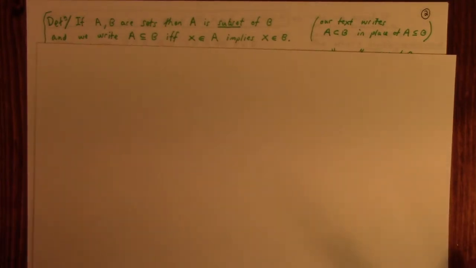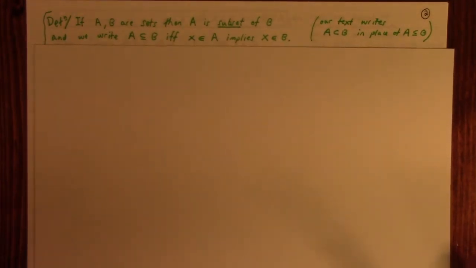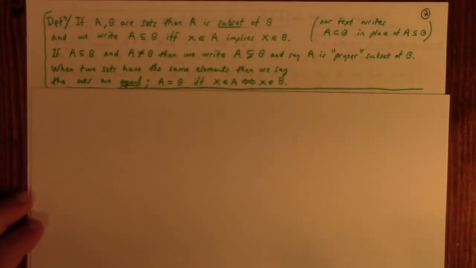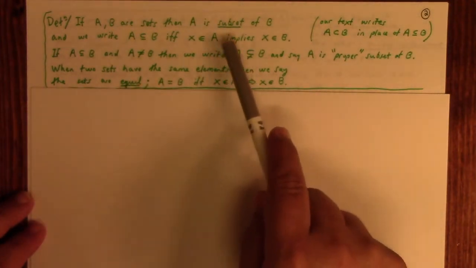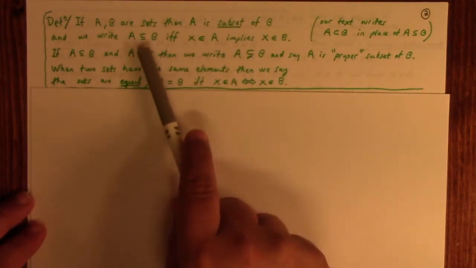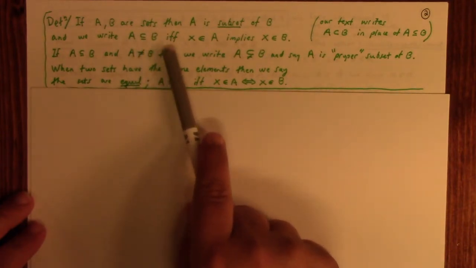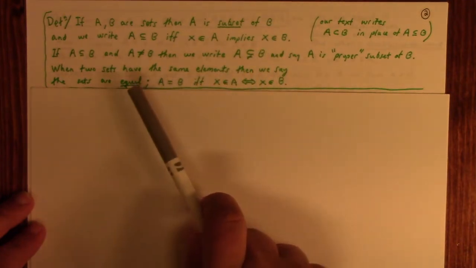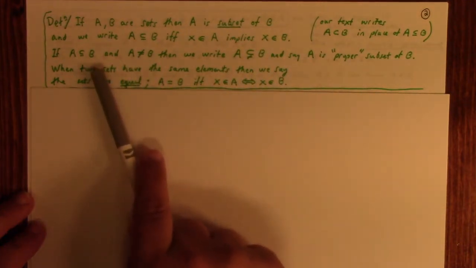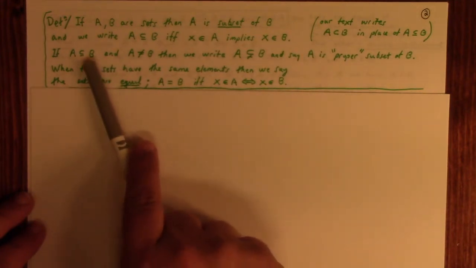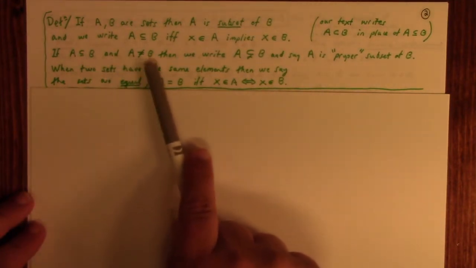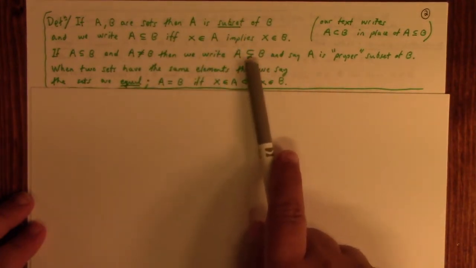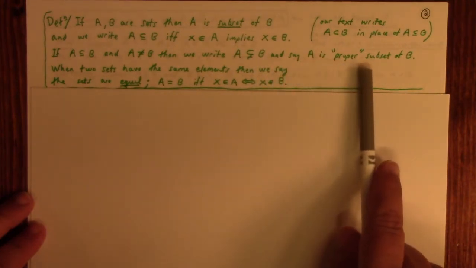Next up, we have to talk about subsets. What does it mean to have one set as a subset of another? A and B are sets. A is a subset of B, and we write A ⊆ B, if and only if x is an element of A implies x is an element of B. If A is a subset of B and A is not equal to B, then we'll write A ⊊ B and say A is a proper subset of B.